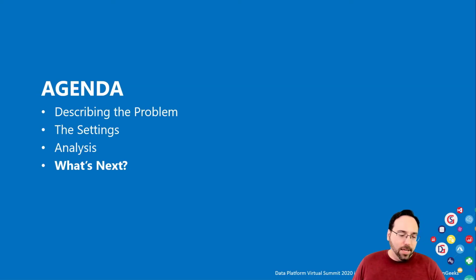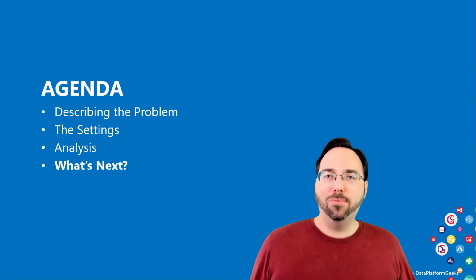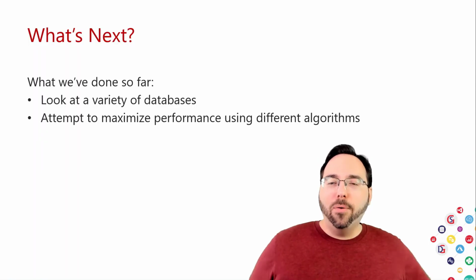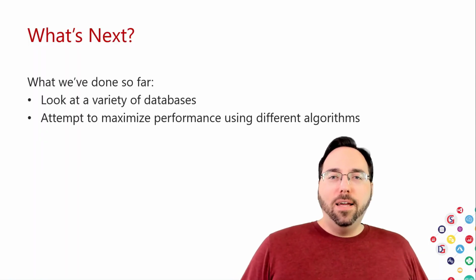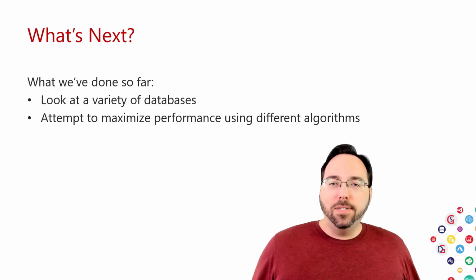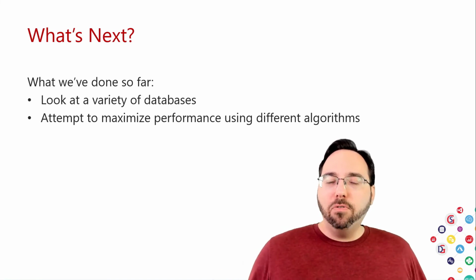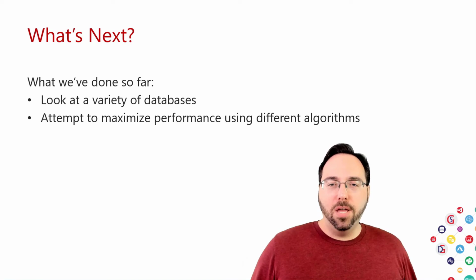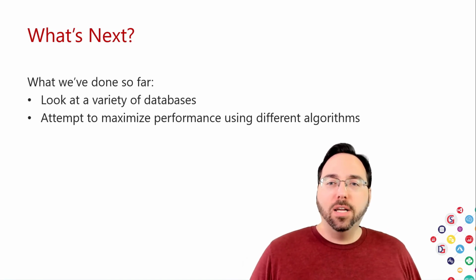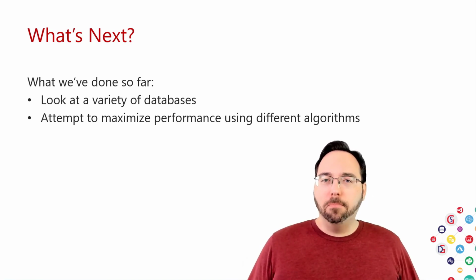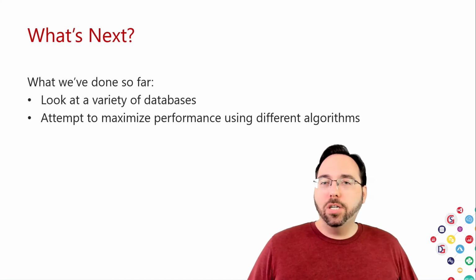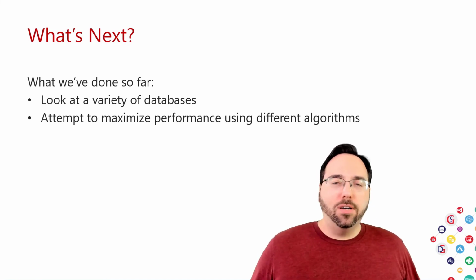So let's wrap things up. Let's talk about, well, what do we do next? All right, what we've done so far is I showed you a variety of databases, attempting to maximize performance by using different algorithms. I showed you random forest and then an evolutionary forest. I could show you linear regression as well, but the results aren't that different.